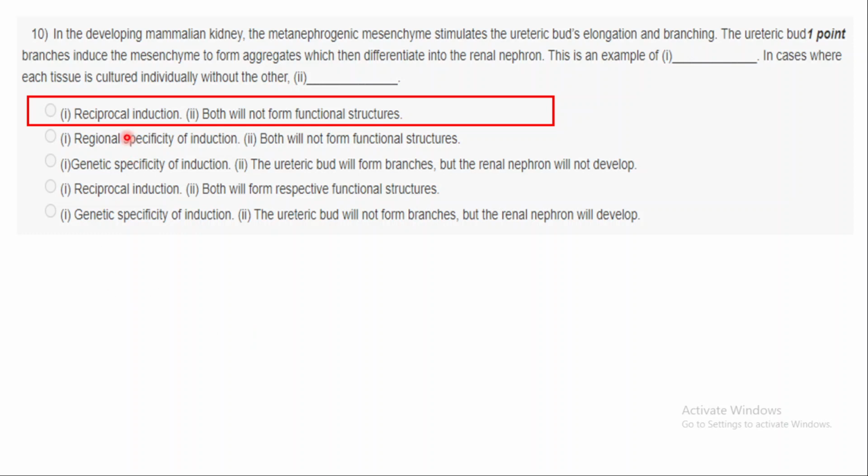So the answer is option A, reciprocal induction. And when each tissue, meaning mesenchyme and the ureteric bud, is cultured individually without the other, then they will not form functional structures, which is the nephron. They will not form it. I hope it is clear to the students.